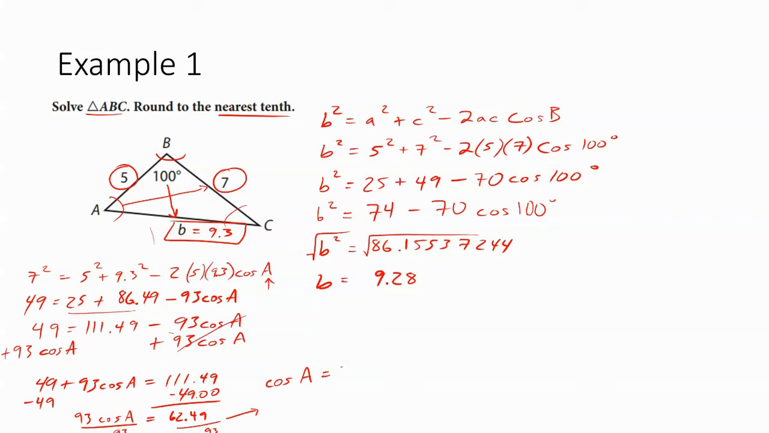You should get 0.6719354839. Now, the reason I'm not reducing is because inevitably I'm going to type in my calculator the inverse of cosine. Why? Because I'm trying to look for an angle. So that's the same, all right? So when you have that decimal on your calculator screen, go ahead and press second cosine, all right?